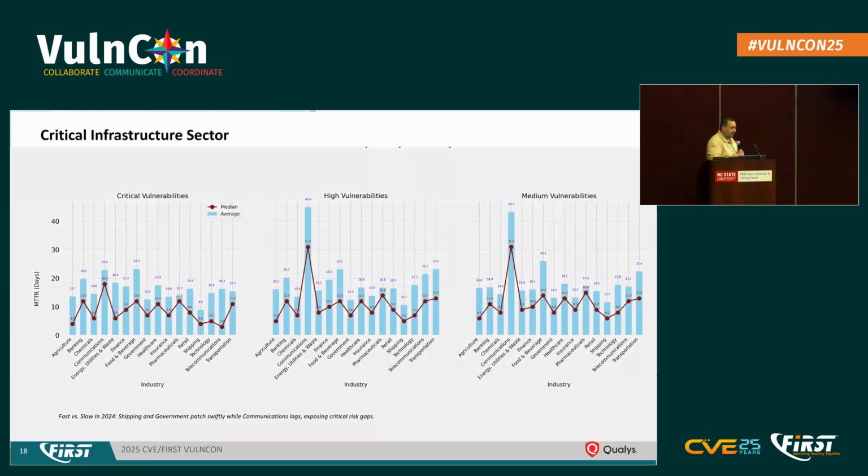The other slide I have here is talking about a similar idea. This is critical infrastructure sectors and what the average and median are for those vulnerabilities. By the way, this is on the scale of CVSS. It means that critical are the ones with a CVSS of 9 and above, high is 7 to 9, and medium is the rest, 4 to 6.9.